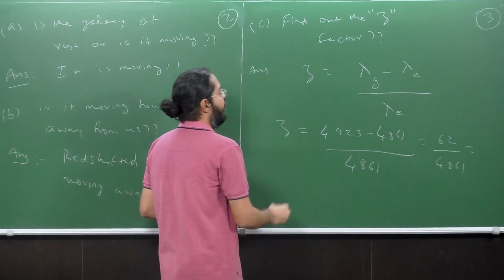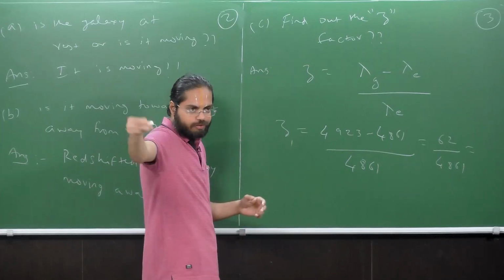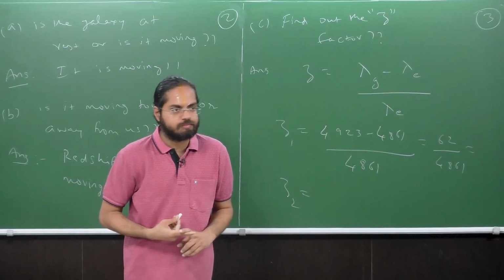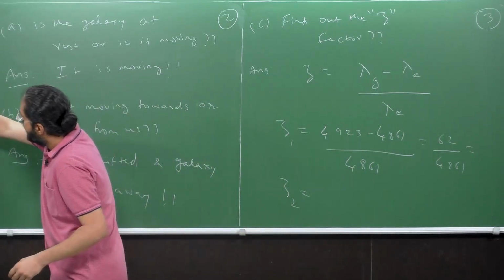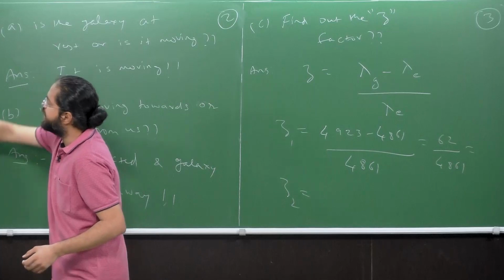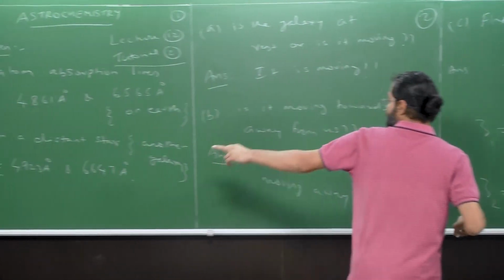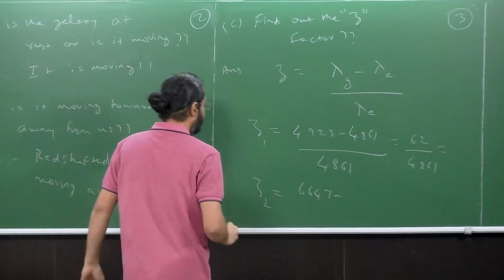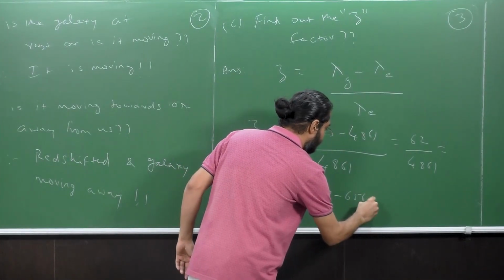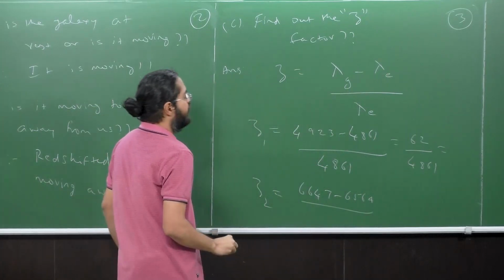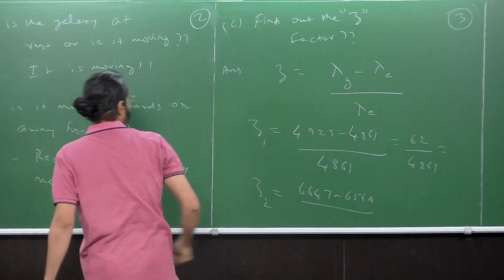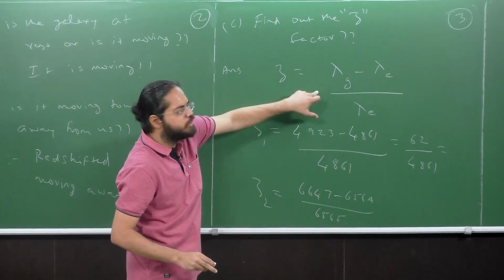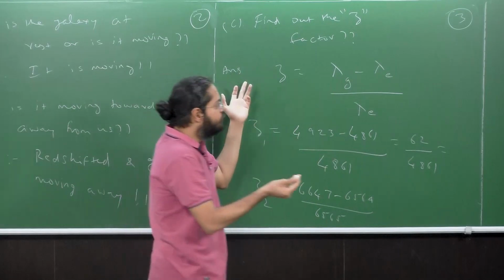Similarly for the other line, I'm just calling it Z1 for the first line, and then Z2 for the other line is going to be what? It's going to be this minus this divided by this. So it is going to be 6647 minus 6565 divided by 6565. These units are in angstroms and this is a ratio, so therefore, it gets cancelled out. So the Z factor has no units.